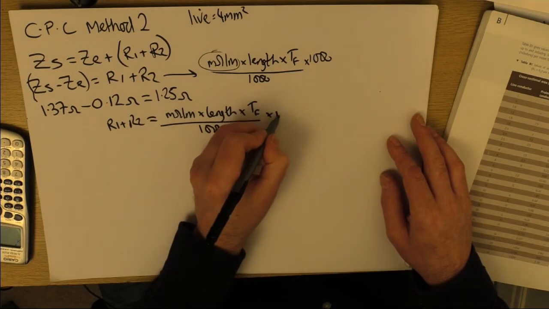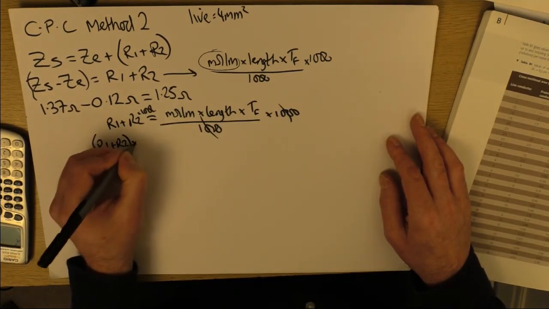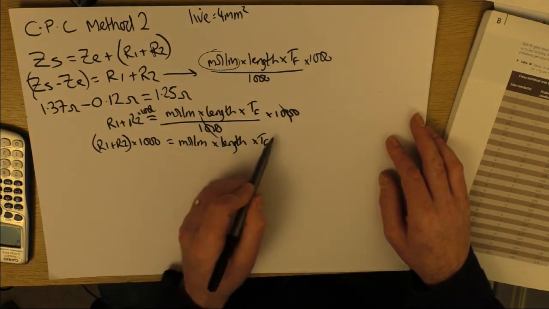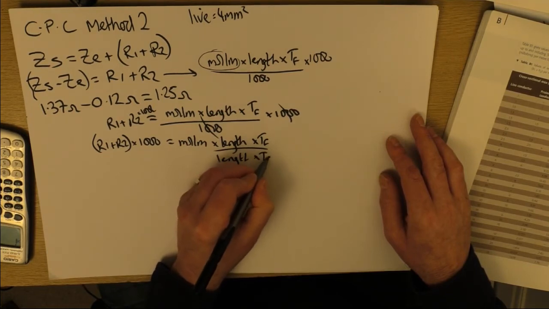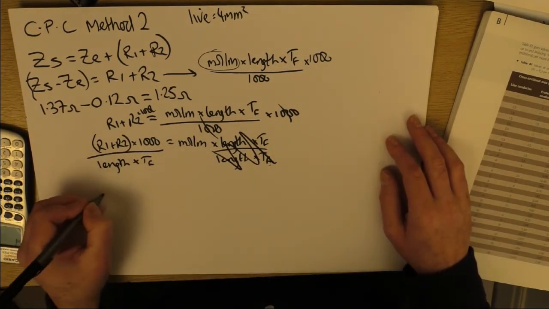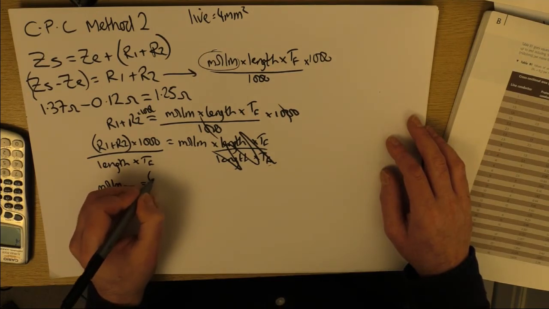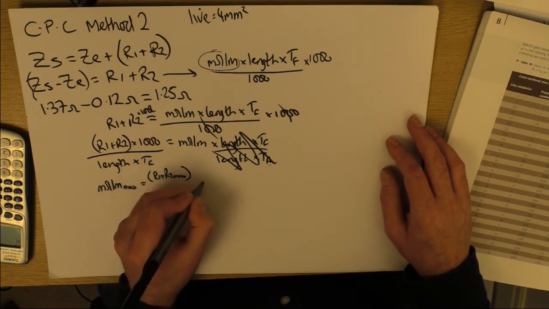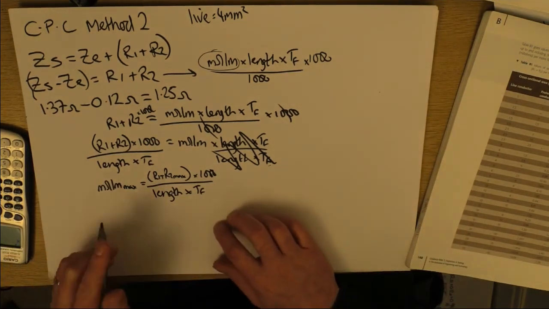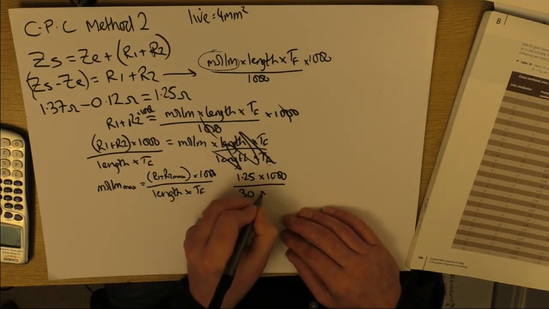And like I say, we'd multiply that out, copy it that side, cancel, and then you've got R1 plus R2 times 1,000 equals milliohm per meter times length times temperature factor, and then we just divide out these, copy it that side, and cancel. And then we've got our equation. So our milliohm per meter max is equal to the maximum R1, R2 times 1,000 divided by length times temperature factor. We got that. So it's 1.25 times 1,000 divided by length times our temperature factor.